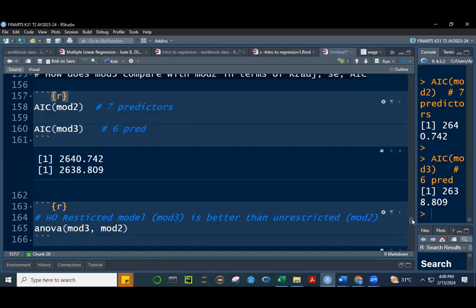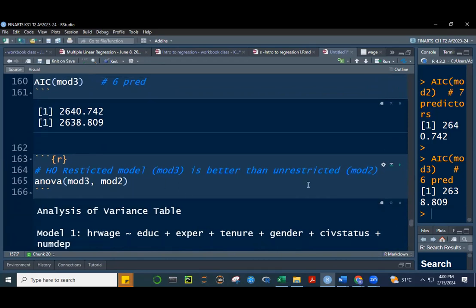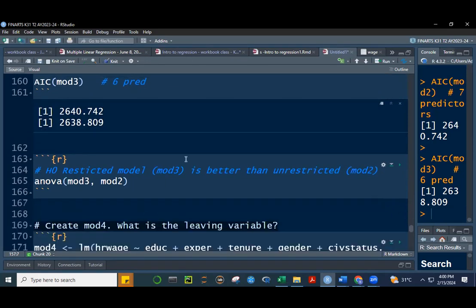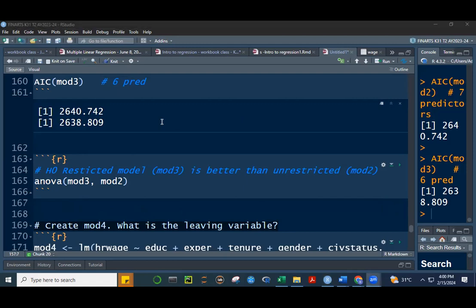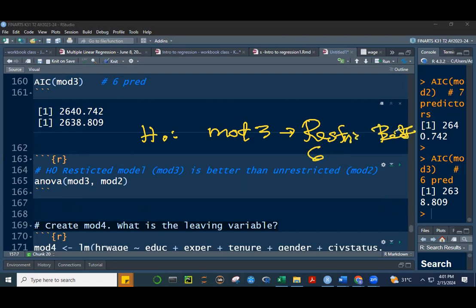And now the ultimate test, class, is si ANOVA natin. Again, class, sino ang restricted natin dito? Ang restricted model natin is model number 3. Okay? It's almost time, class, but I'll ask for your permission. If you need to go, class, you may. Ito na lang, no? H0 natin dito is model 3. Ito yung restricted. Mas konti siya, di ba? Kasi 6 lang yung predictors niya. And this is the better model. Si model 2, yung unrestricted, kasi 7 yung predictors niya.